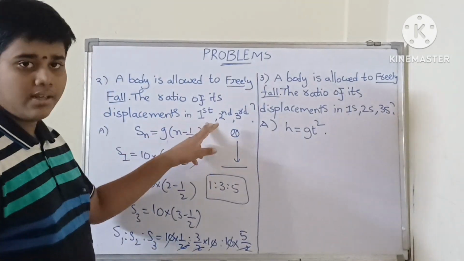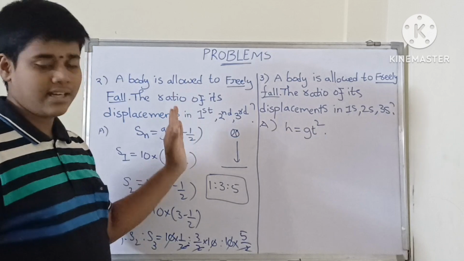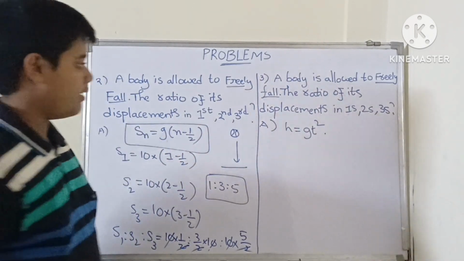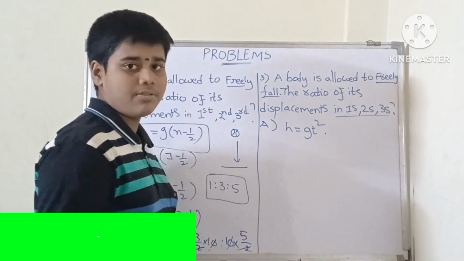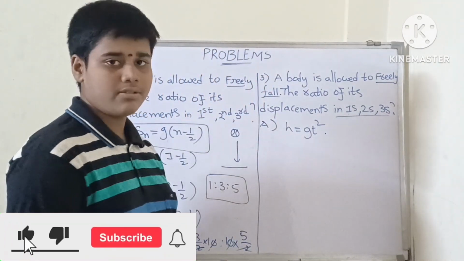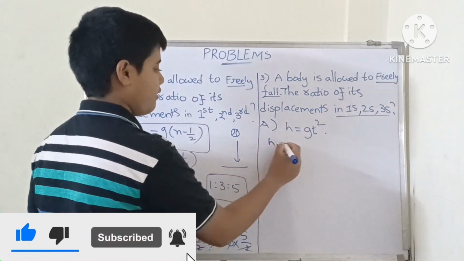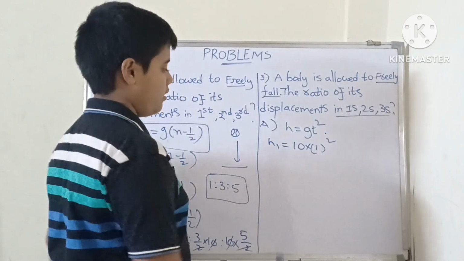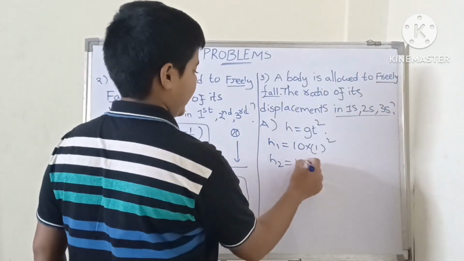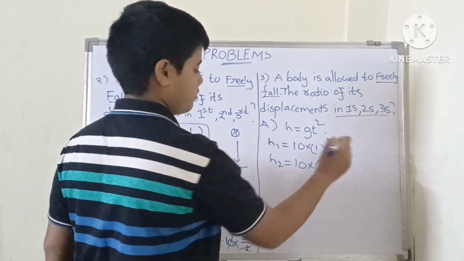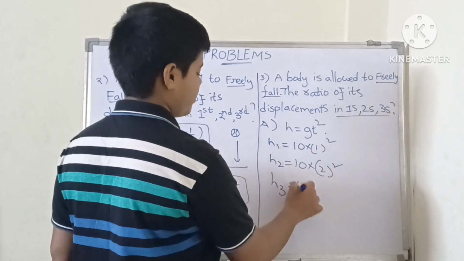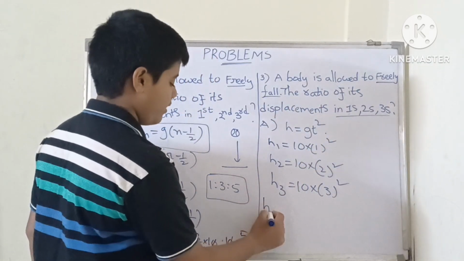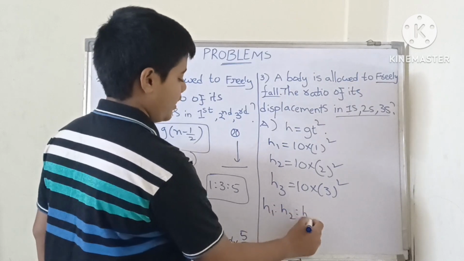Like this they give the model: first second, second second, third second displacements. We have to take the formula Sn equals g into n minus half. If they ask 1 second, 2 seconds, 3 seconds, we have to take h equals half g t square. So here h1 equals 10 into 1 square, t1 is 1 second. h2 equals 10 into 2 square. h3 equals 10 into 3 square. So here we have to find h1 is to h2 is to h3.